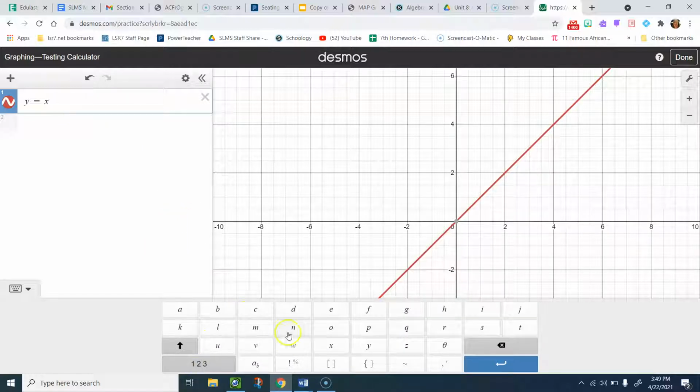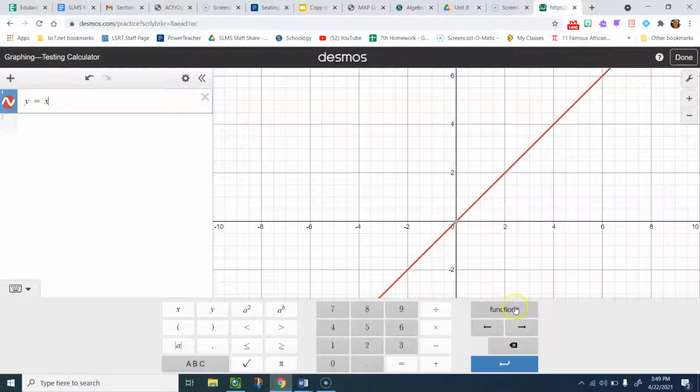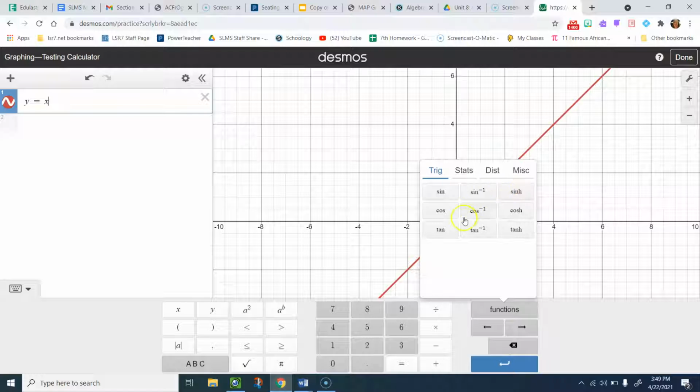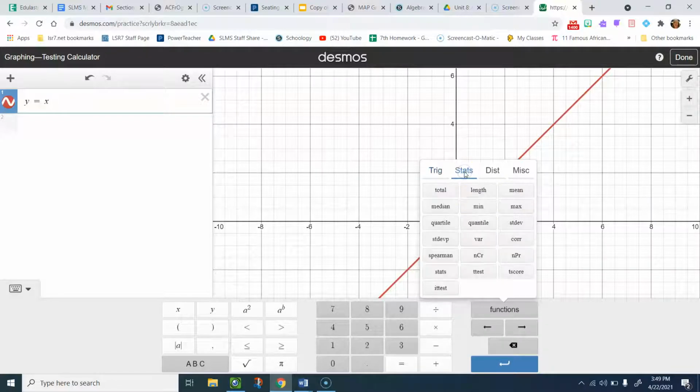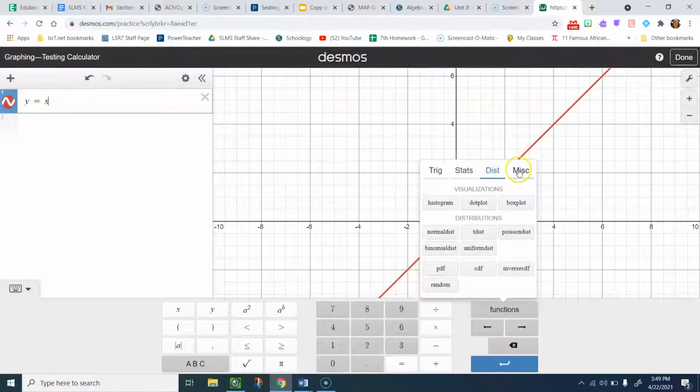If I go here, that gives me the alphabet. So if I needed to type in anything else, I could. It gives me brackets. It gives me both square brackets and curly set notation brackets. It gives me some other symbols I'm not going to be using. There's a percent and factorial. We're not going to be using those. So let's go back to the numbers. But it will also give me other functions. These are all trig functions. And then we have stats functions and distance functions and miscellaneous. So look at that, distribution functions. There's a histogram and a dot plot. You could actually put them in there. That might be helpful. If you have to make a graph, you could actually make it right in there.